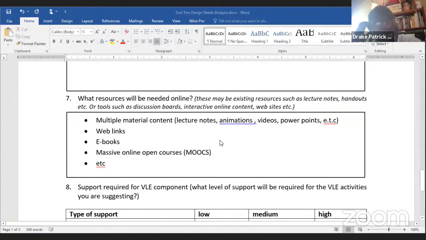So which resources will be needed? So we note that to achieve what we want to achieve, we need multiple material content, lecture notes, animations, video, PowerPoints. So to appeal to different kinds of learning needs for different learners. Remember the fundamental principle of e-learning. It must be embedded, it must be engaging, it must be entertaining. So all those things must be considered in our learning material design.